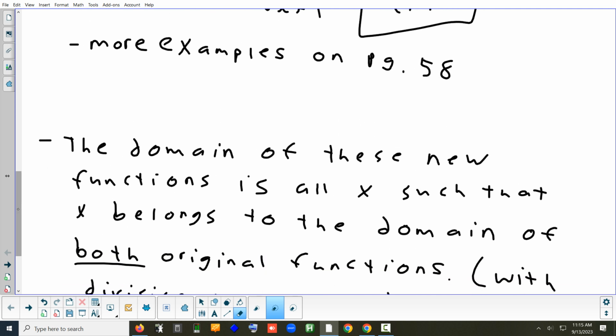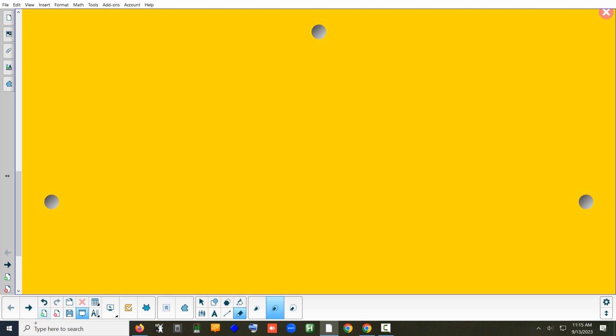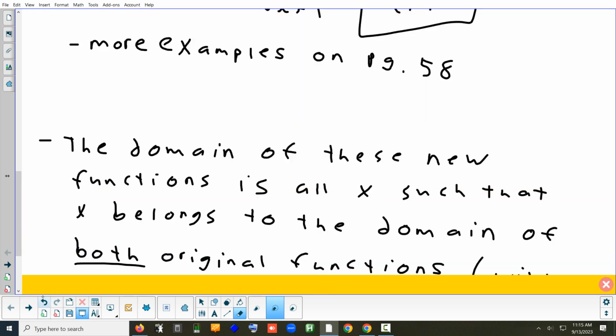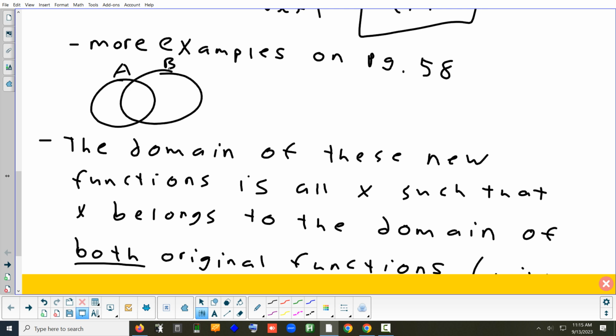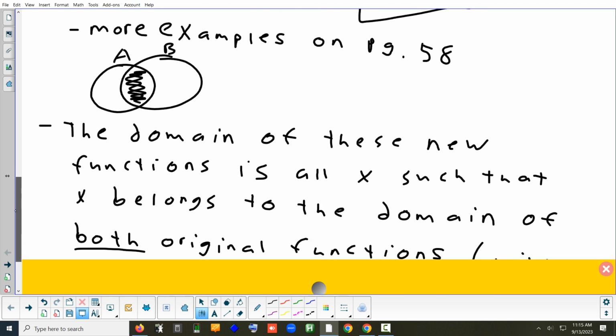So what would the domain be when you combine two functions together and get a new function? Well, it's basically the overlap of the original domains. So think of this as all the numbers that belong to the original function. Think of that as all the numbers that belong to the second function. The domain of the new one is that. It's all numbers that belong to the domain of both a and b, or in this case, f of x and g of x.